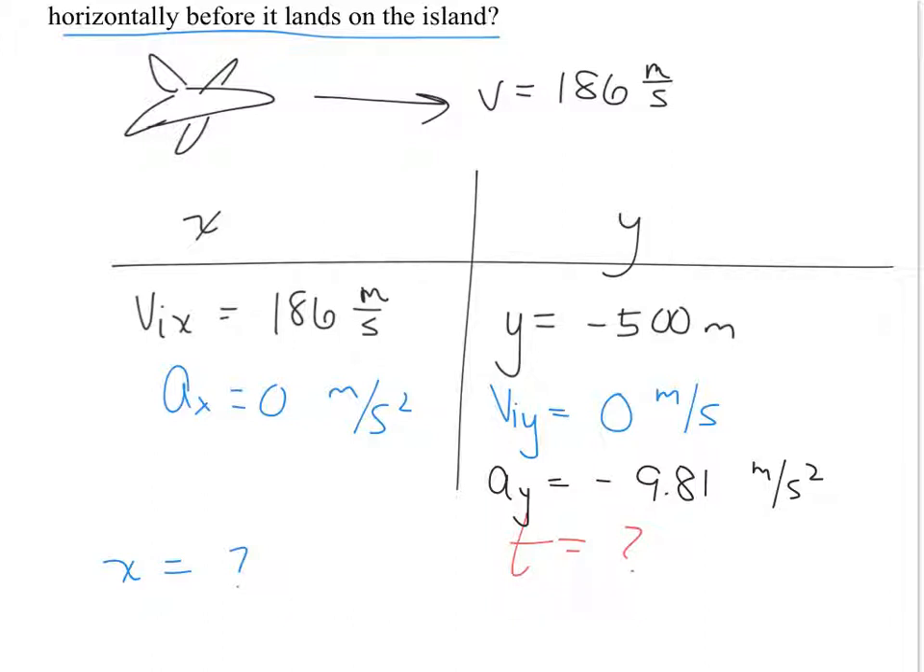So look at the y direction. Isn't it the exact same problem as the last problem? So what should you do? Should you go through that whole solution again? No. Heck no, you shouldn't. T equals radical 2y over a. That's the answer. It's the same exact problem.